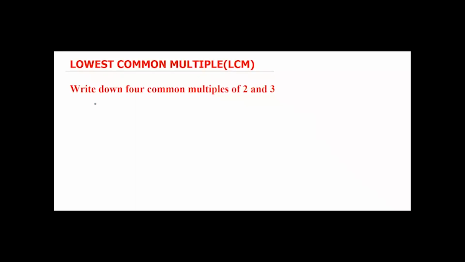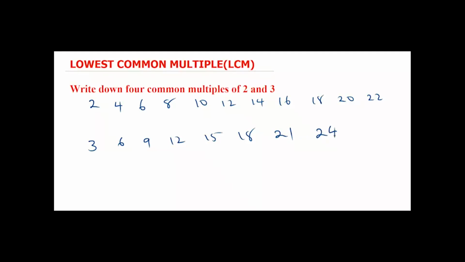And you can count in 2's. So I have 2, 4, 6, 8, 10, 12, 14, 16, 18, 20, 22. So let me stop here. Then multiples of 3, I have 3. Let's count in 3's. 6, 9, 12, 15, 18, 21, 24.